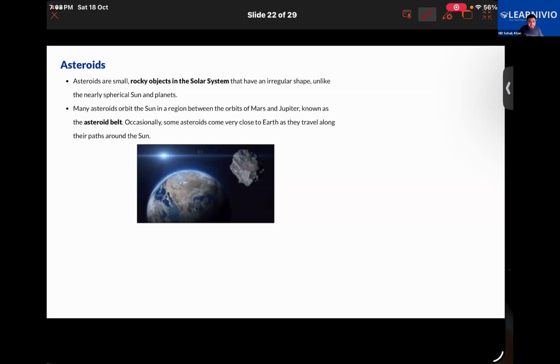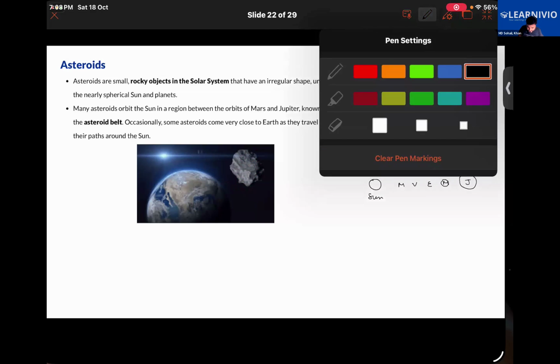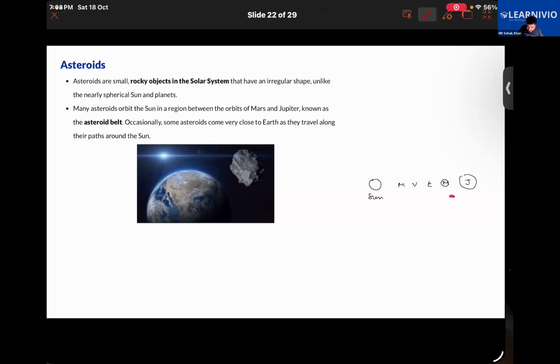Many asteroids orbit around the sun. These asteroids are also basically orbiting around the sun only. See that this is the sun. And here we have Mercury, Venus, Earth, Mars, and Jupiter. Particularly between Mars and Jupiter, we find that there are so many asteroids present that are orbiting the sun. Getting it?